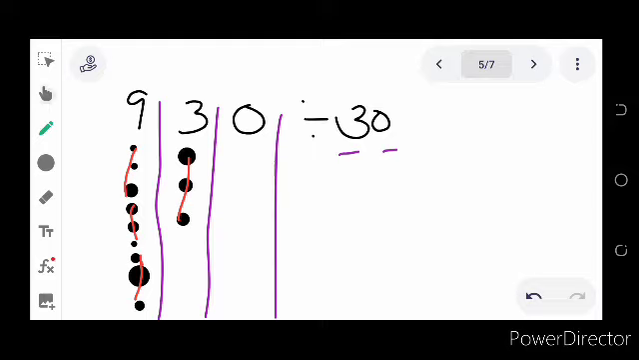We'll get now the quotient. So count how many connections. You have 1 connection, 2 connections, 3 connections. So in this part here, you have 3 connections. Next, you have 1 connection. And then in this part, you don't have any connection here, so you do not write anything. So that means 930 divided by 30 is equal to 31.